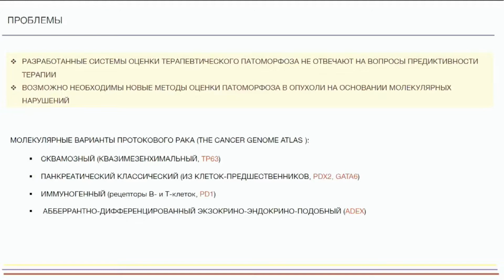What problems are we facing? First of all, the assessment of therapeutic pathomorphosis does not respond to all the questions of predictive therapy. It is difficult for us to give a definite response to pathomorphologists. Probably new methods of tumor pathomorphosis assessment are necessary.